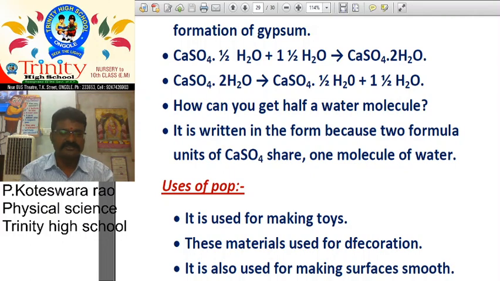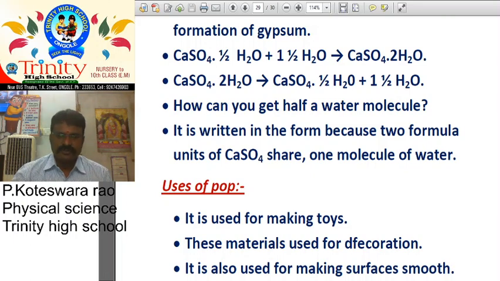So my dear students, how many uses have we already discussed here? General use: doctors are using plaster of Paris for supporting bones so they grow in the right position. What about the second use? It is used for making toys. And the second one, these materials are used for decoration. And the third one, it is also used for making surfaces smooth. Are you okay? These are all the uses.